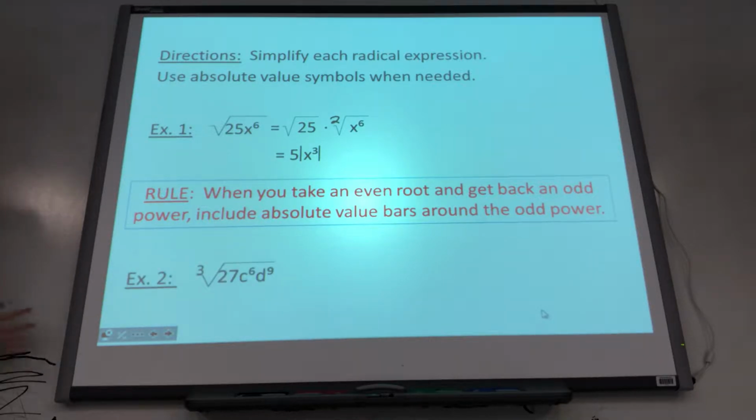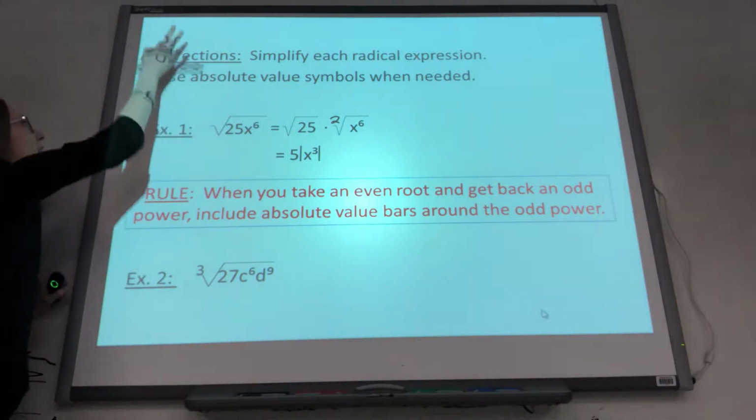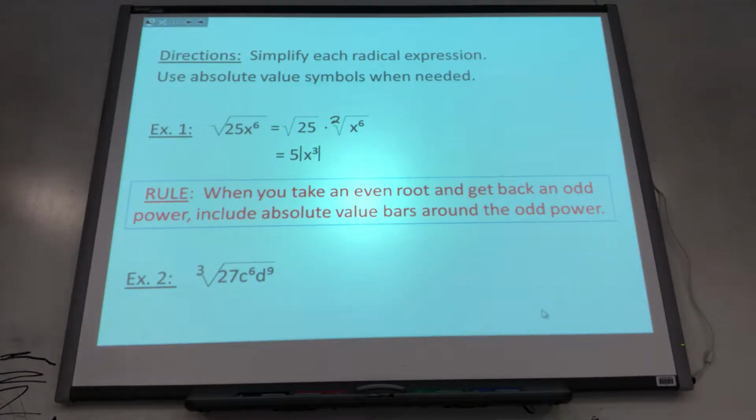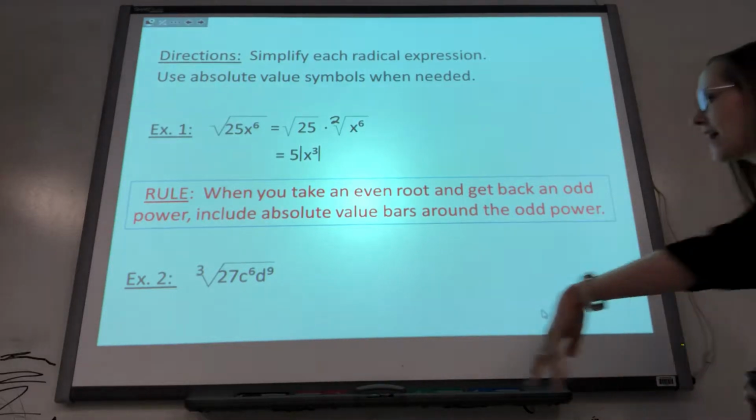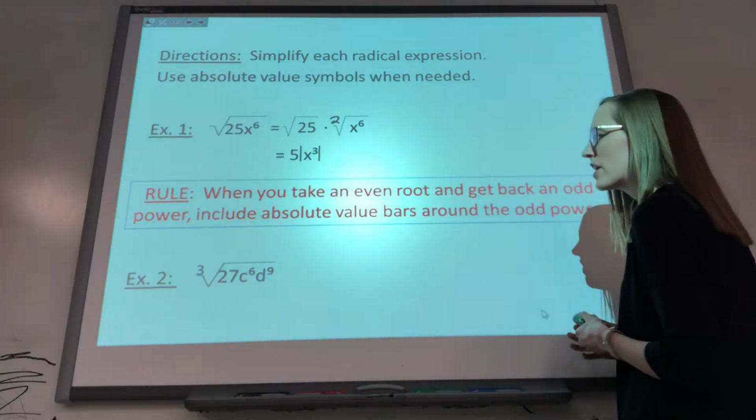Now, we'll try one more here in section 6.1. But it's not an even root, so you won't have to worry about absolute value symbols. This is just a cube root. And while I'm thinking about it, I will go ahead and give you that list of nice square roots and cube roots. Here they are, square roots and cube roots. I'll pass one of those out to you for the test on Wednesday.